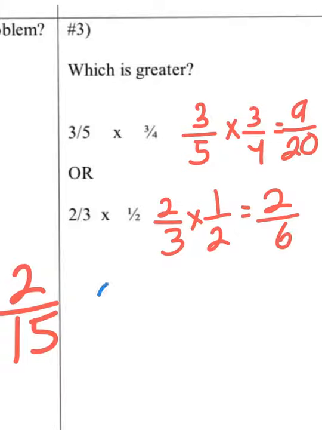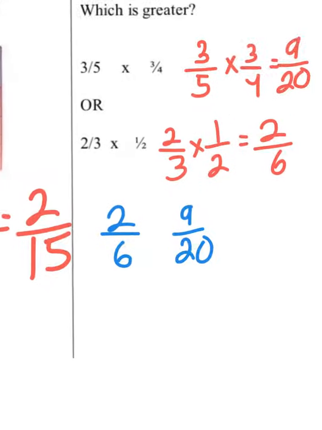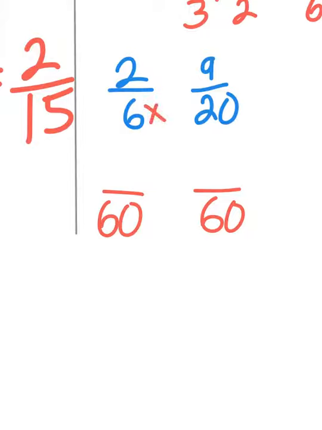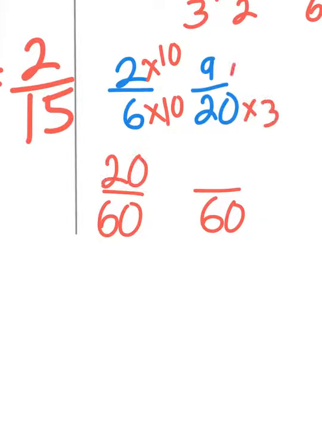So now we have to compare either 2/6 or 9 out of 20. So the best way to compare these two is to have a common denominator, and they both share 60 in common. Because this is times 10, and this is times 10. So 2/6 is really 20/60ths. And then this one is times 3 and times 3, and this is 27/60ths.